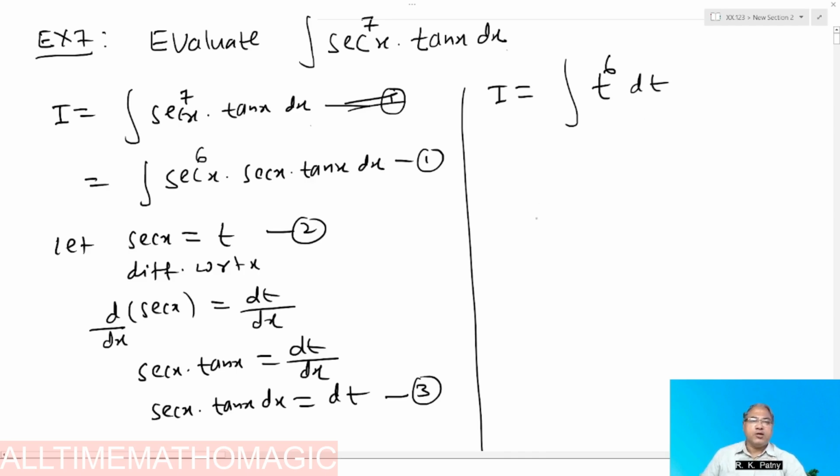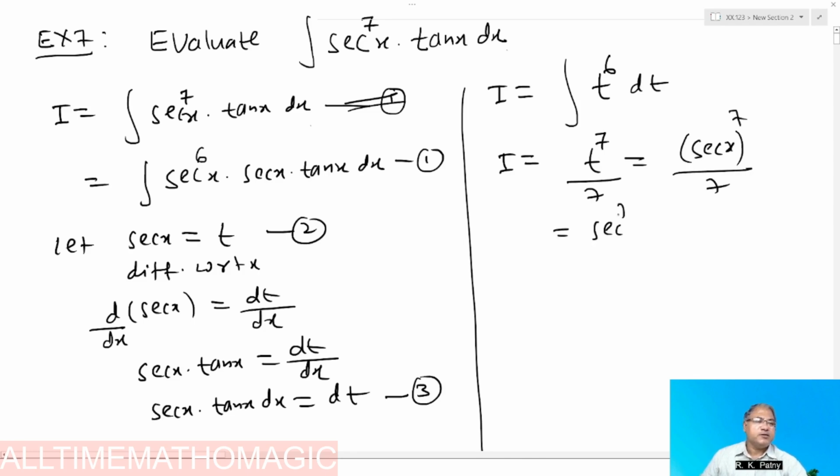So now the given question is converted into standard form. After that, integration of t raised to 6 is nothing but t raised to 7 upon 7. What is the t value? The t value is sec x. So sec x raised to 7 upon 7, which can also be written as sec raised to 7x upon 7 plus c.